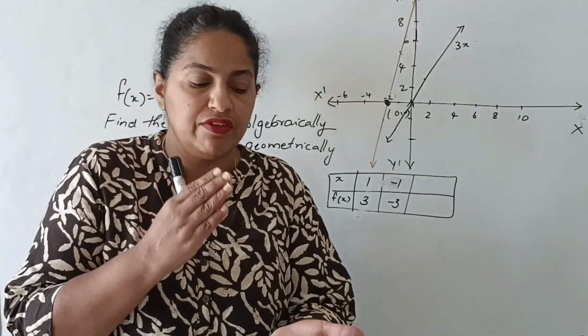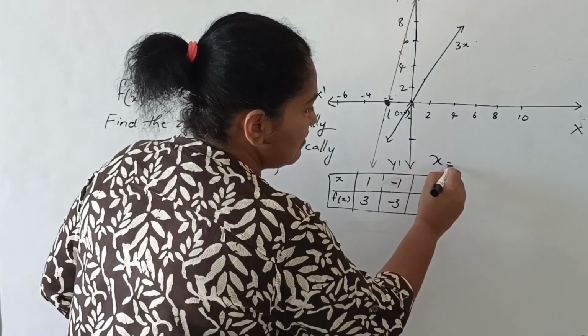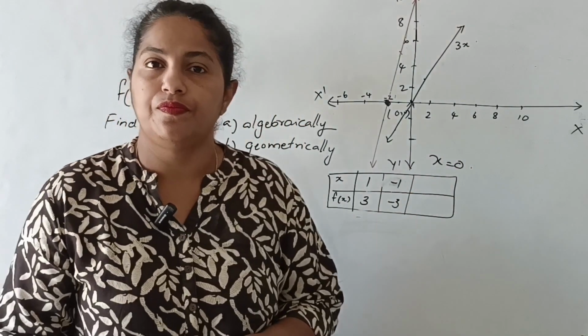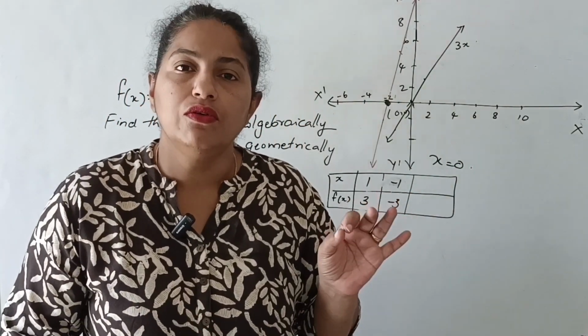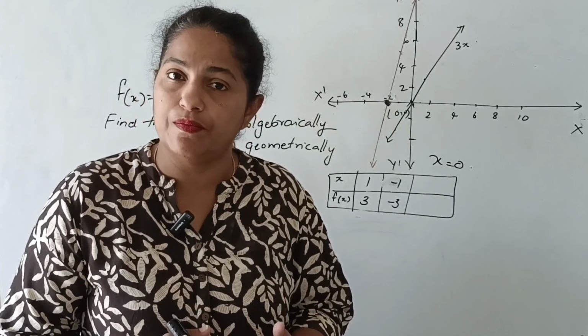So which is the point at which it is crossing the x-axis? It is touching the x-axis at the point x is equal to 0. Okay, so algebraically and graphically, we have gotten the value of 0.